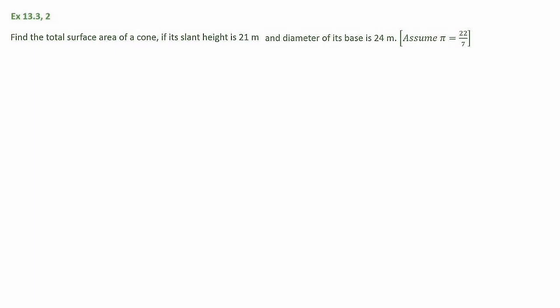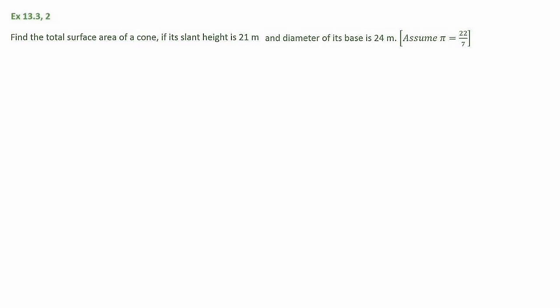Second question from exercise 13.3. The question is, find the total surface area of a cone if its slant height is 21 meter and the diameter of its base is 24 meter. Pi value is 22 by 7. So here given things are slant height L is given, then diameter, so R is given. So here we have to calculate the total surface area.